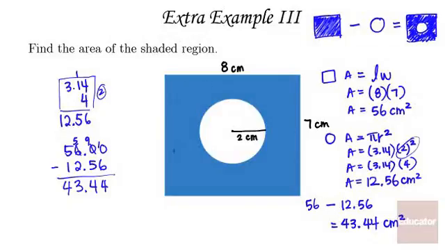Again, I just found the area of the rectangle, then found the area of the circle. I subtracted. I have to take the circle away, so I have to subtract it. Okay, and then make sure your decimals line up when you subtract, and then you get this as your answer.